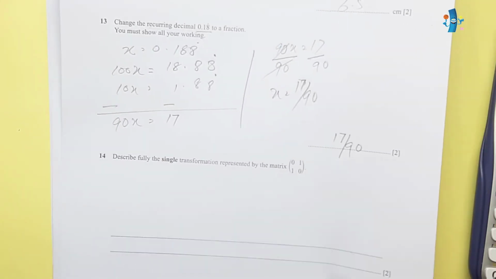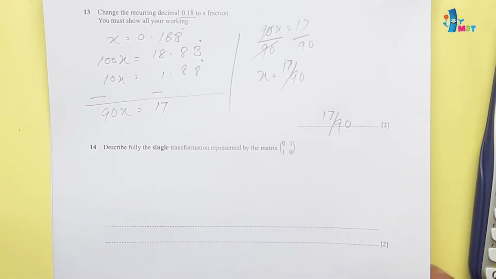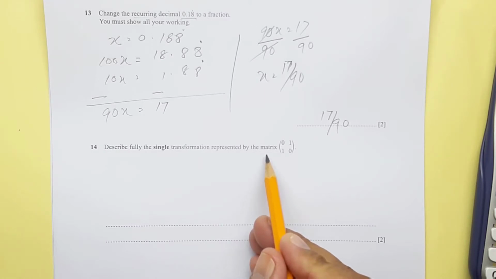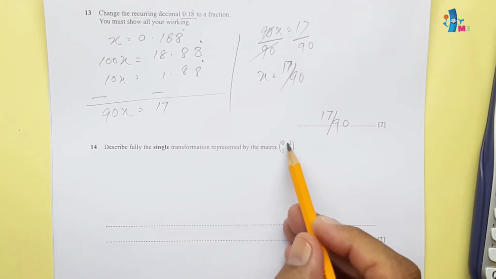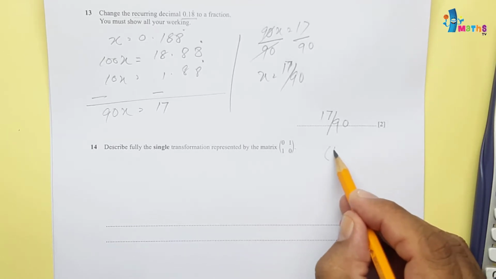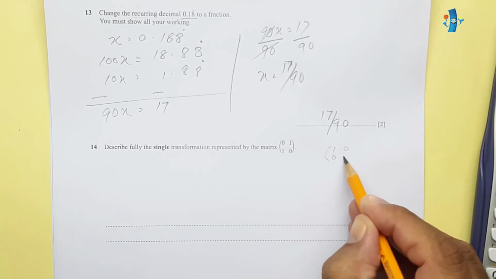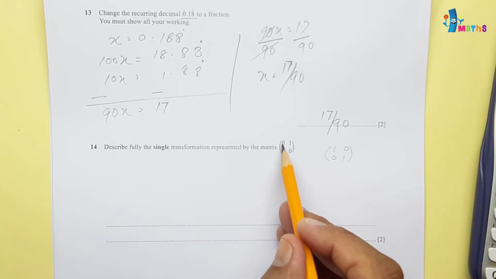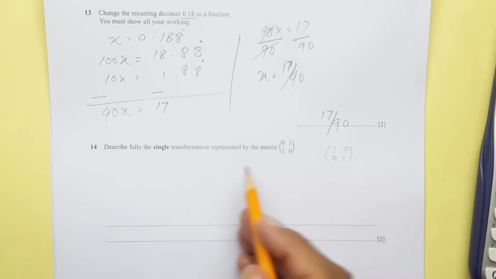Now this one, they are saying describe fully. Question number 14. Describe fully the single transformation represented by this matrix. Originally 1 0 and 0 1. This is the original matrix, this one 1 0 0 1. When we are switching this, it means this is reflection about y is equal to x.